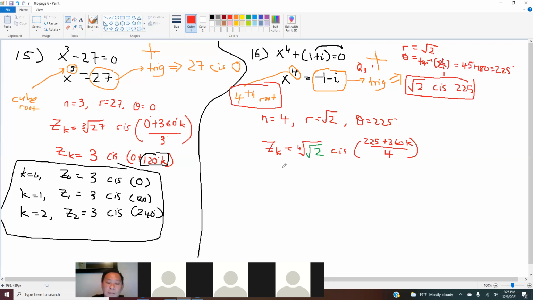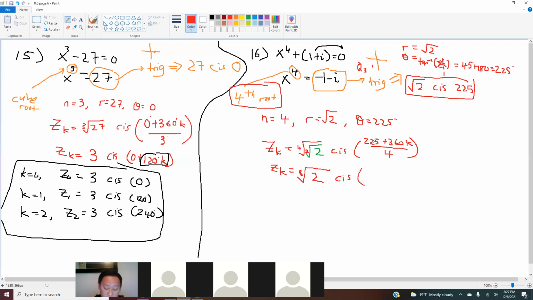Now, when you do this z_k formula, we know this is a square root, and this is the fourth root. So if you have a root of a root, this is going to be an 8th root of 2. Okay, so this is the trick for doing double roots. You just take the indices and multiply them. So in this case, 4 times 2 is 8. Cis, again, we have to divide this by 4.